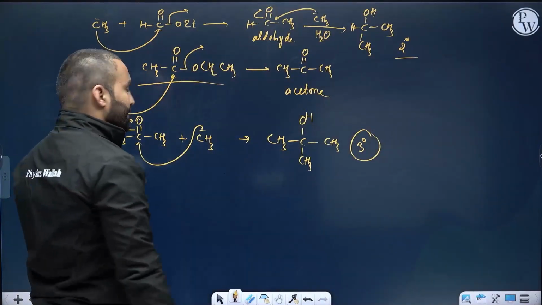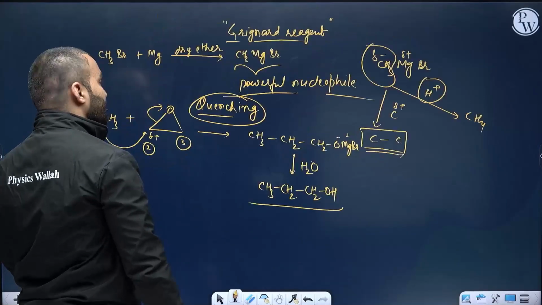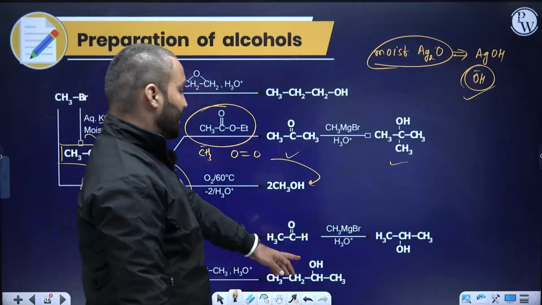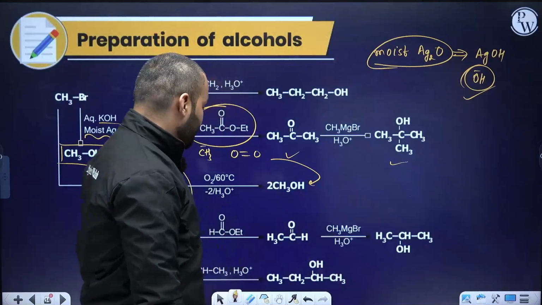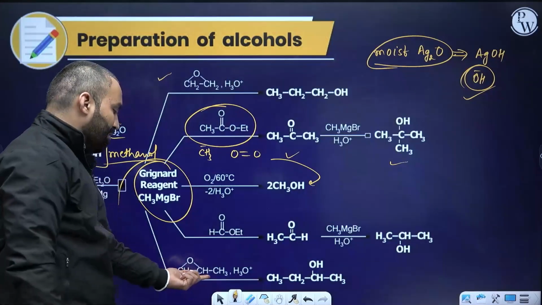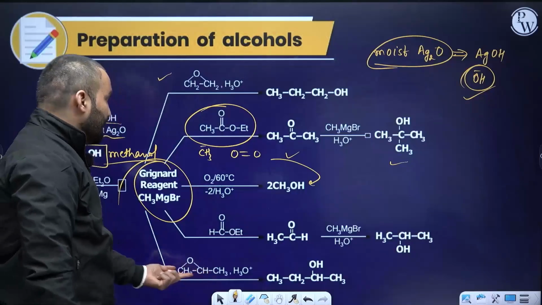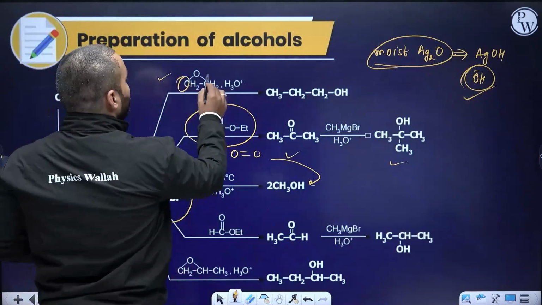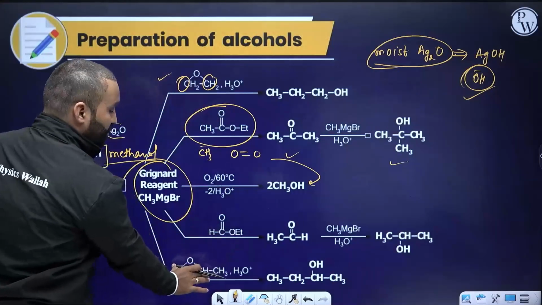Is that clear? Let's go back and check if we intended to make secondary alcohol. Yes, we have done that. Clear everyone? Sure everybody? Okay. Now we have another sort of epoxide. Earlier we had a simple epoxide, so these two centers were symmetrical, but here it's not symmetrical.